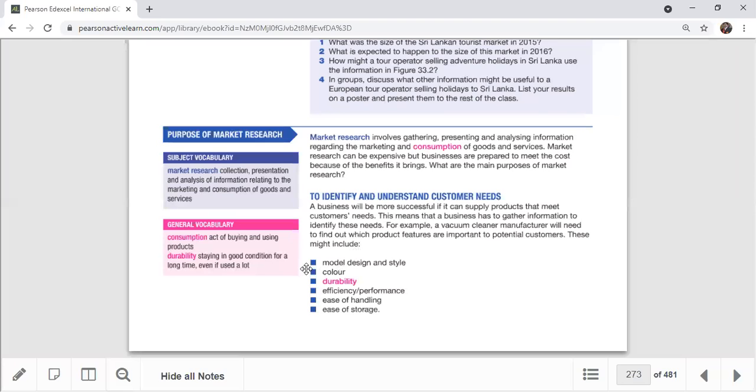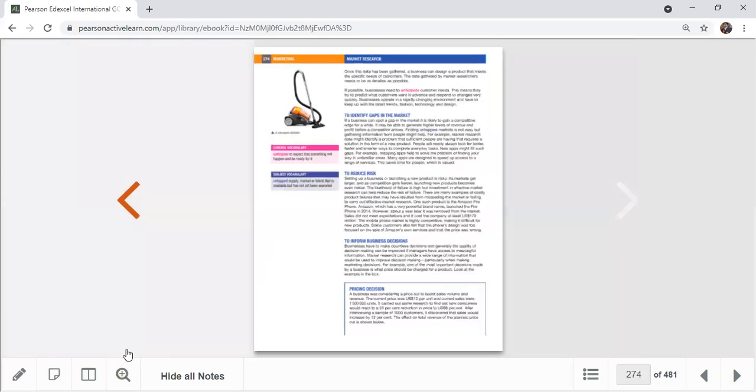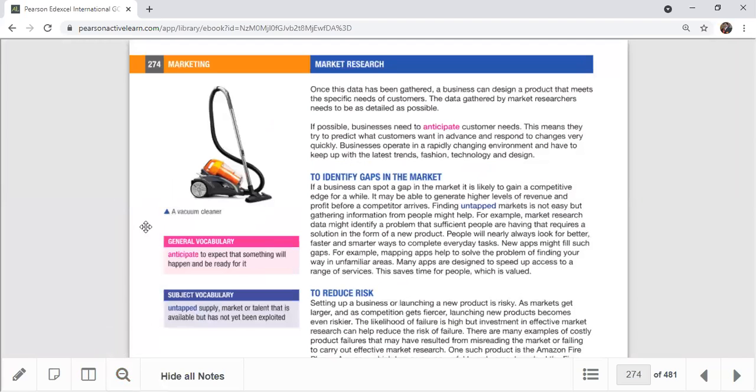They've given a good example here. Let's say a person who wants to decide on product features, say for an electronic item, you have to talk about the model, design, color, durability, right? Like how long you can use it. That's durability, meaning staying in good condition for a long time. Also efficiency, performance, ease of handling, ease of storage. These things might be important. Customers want to know everything. For example, with a vacuum cleaner like this, you're expecting easy to store, easy to handle, durability, and so on.